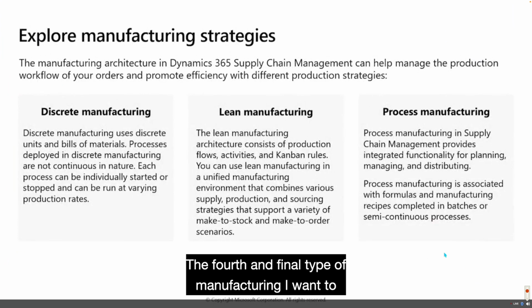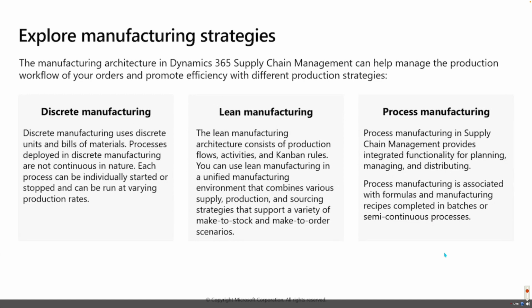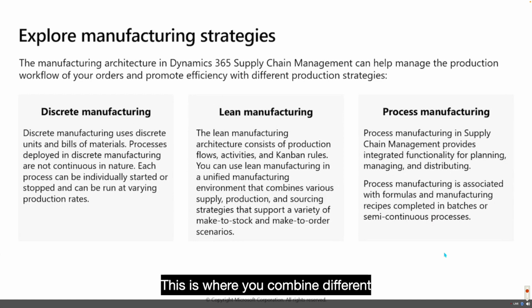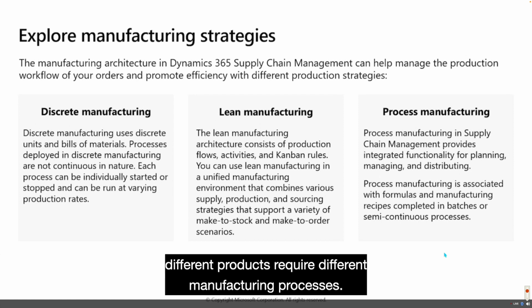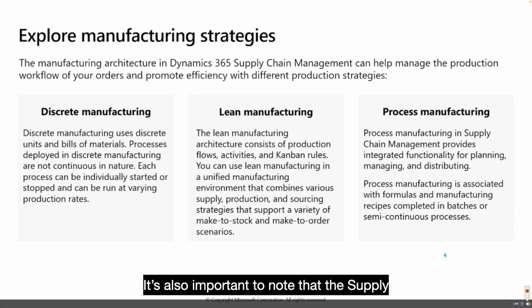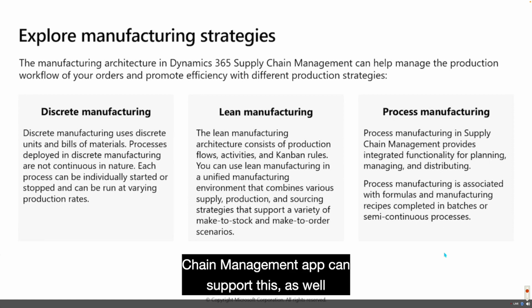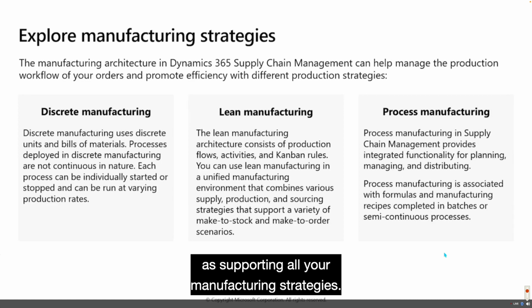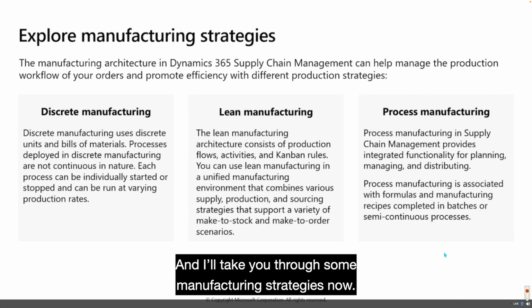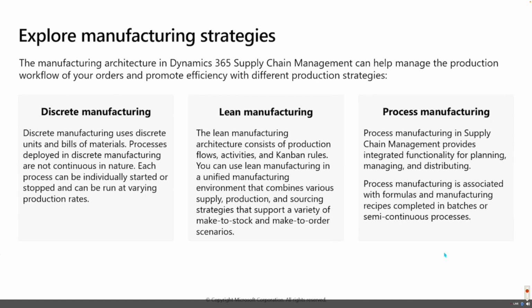The fourth and final type of manufacturing I want to discuss is unified or mixed mode manufacturing. So this is where you combine different manufacturing types and is useful where different products require different manufacturing processes. It's also important to note that the supply chain management app can support this, as well as supporting all your manufacturing strategies. And I'll take you through some manufacturing strategies now.